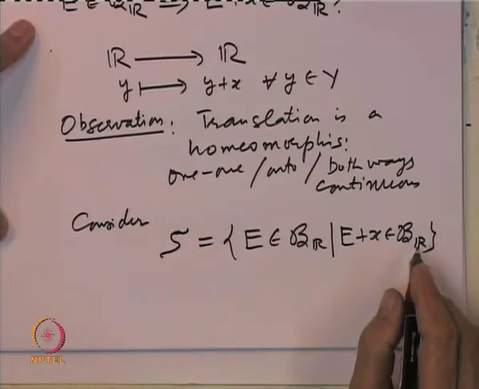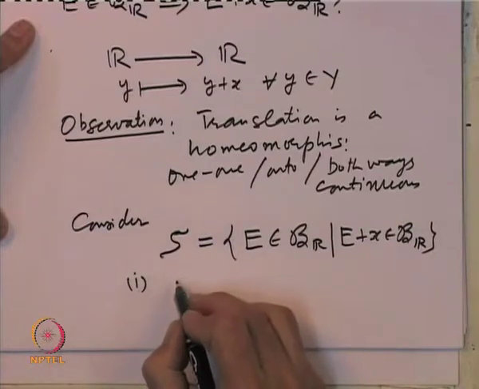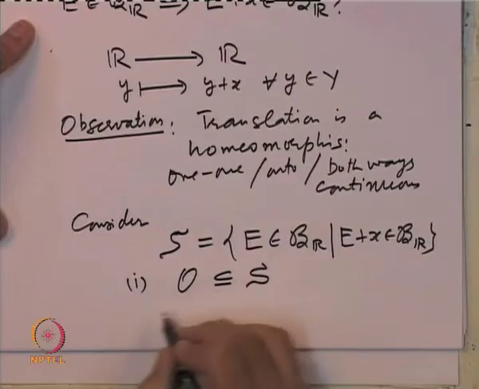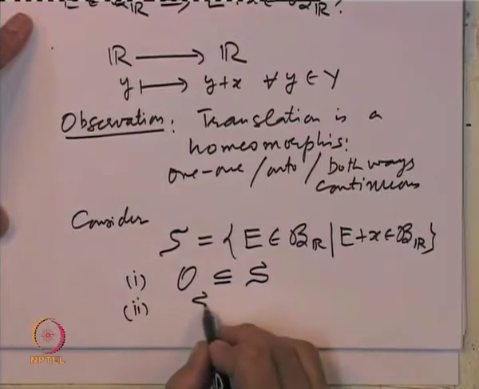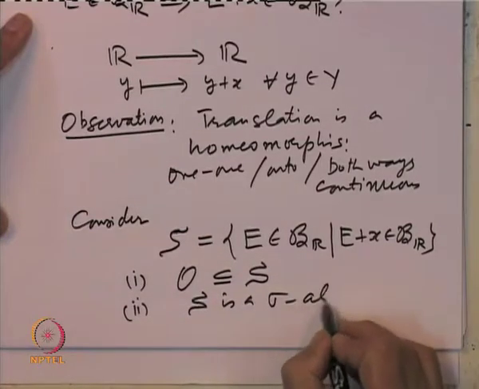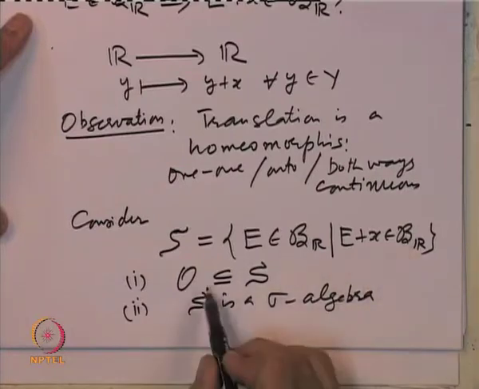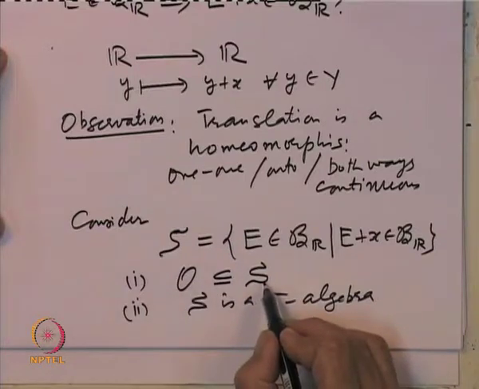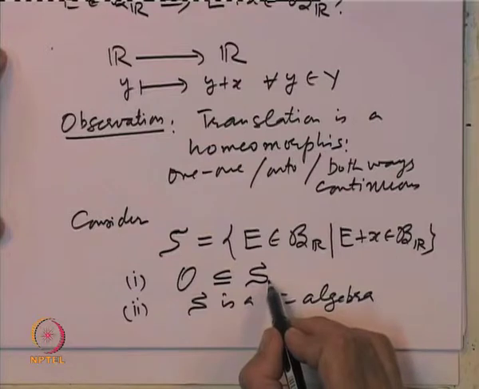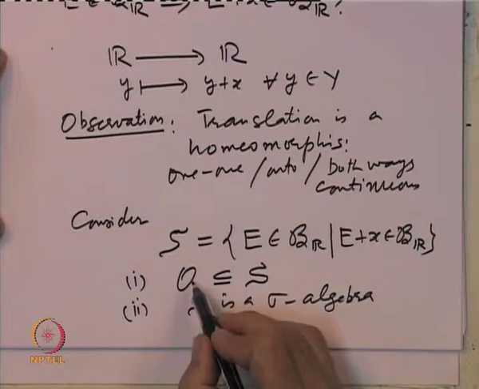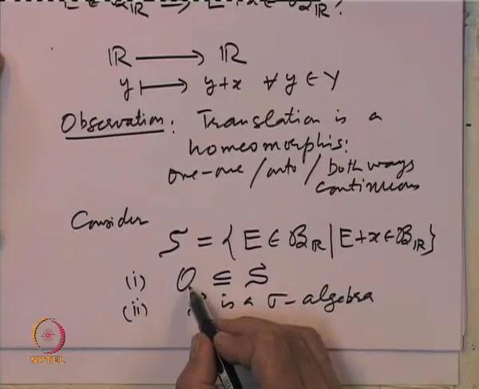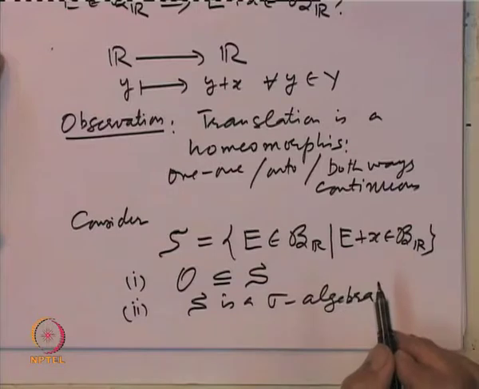We are going to prove two things about this. One, that the class of all open sets is a subset of S, and second, that S is a sigma algebra. Once these two properties are proved, they will imply that the sigma algebra generated by the class of all open sets is inside S, and that is nothing but the Borel sigma algebra. So the Borel sigma algebra will come inside S, and that will prove the required property.